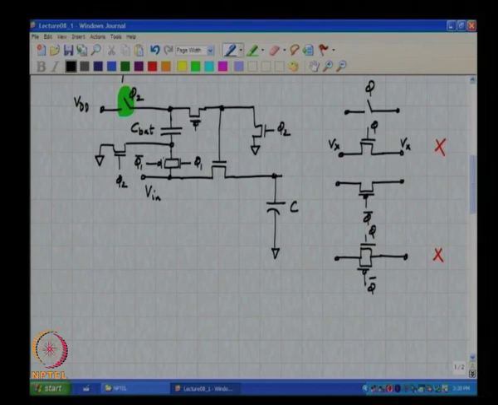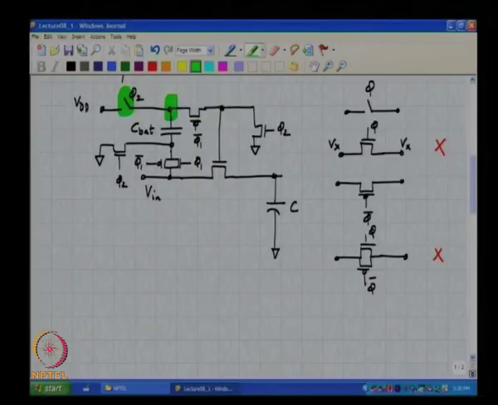And this must be clocked with phi 1 bar, that is correct. Okay. Now, a PMOS transistor has 4 terminals, right, the 4th terminal being the body. And what do we know about the body terminal? What should we do with its potential?